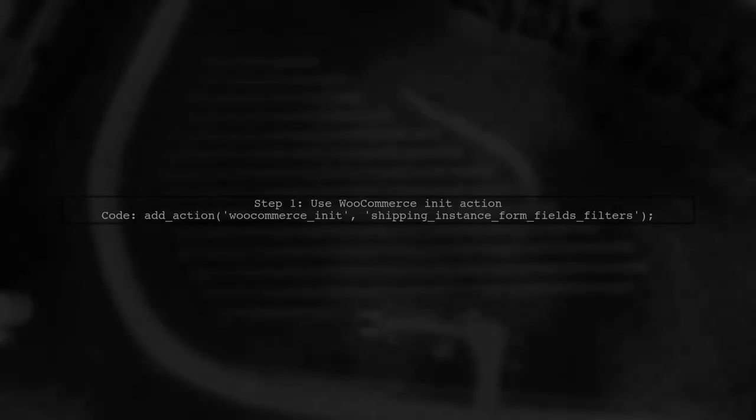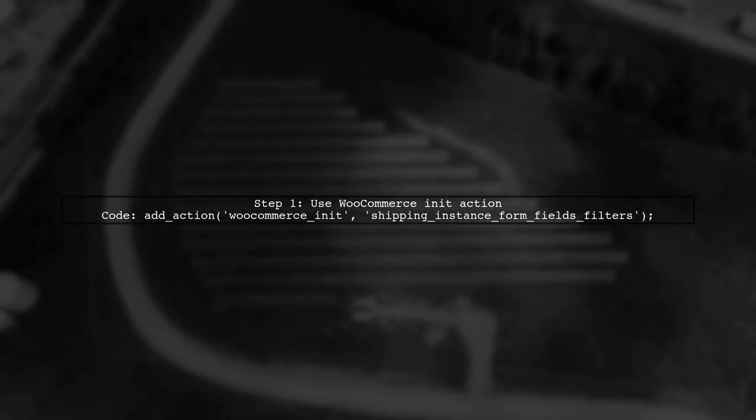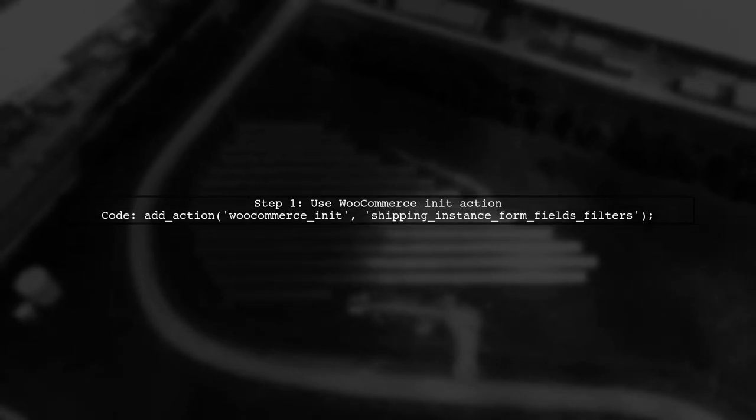Let's now look at a user-suggested answer. To add a custom description field in shipping methods, start by using the WooCommerce init action. This allows you to access all shipping methods.